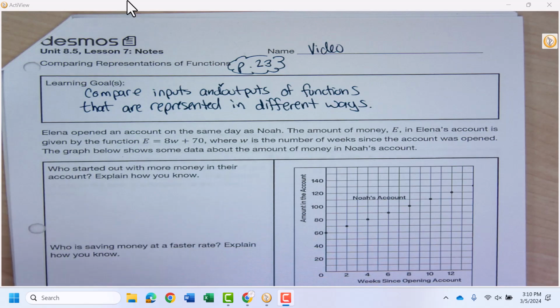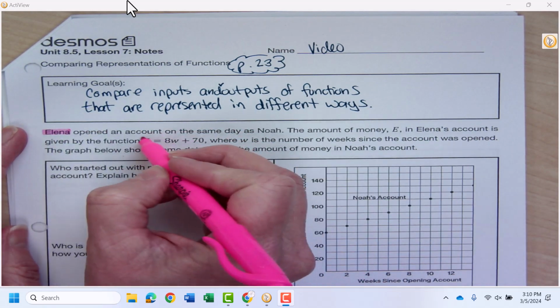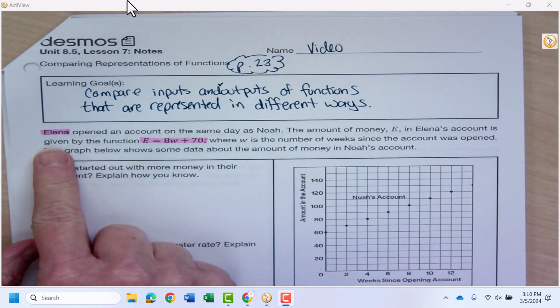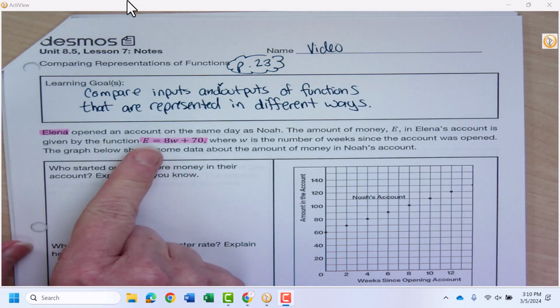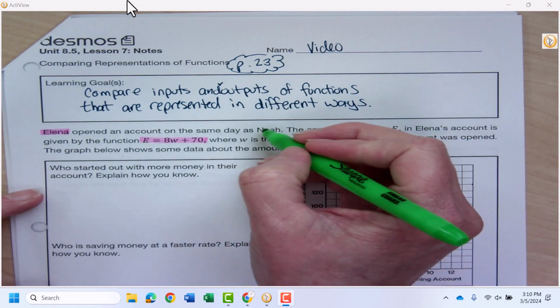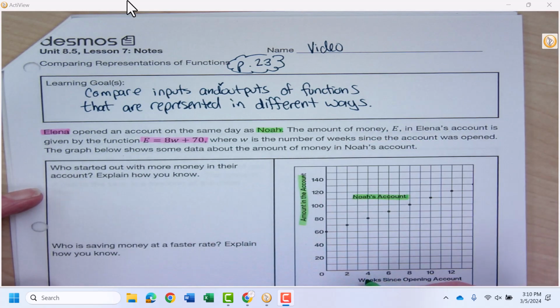Okay, there's a lot of things going on there. But just like in the activity that we did in class, we're comparing 2 things, or 2 people in this case, where the representations of their functions are a little different. We have Elena, and the amount of money that she saved is represented by an equation. And we have Noah, and the amount of money that he's saving is represented as a graph.